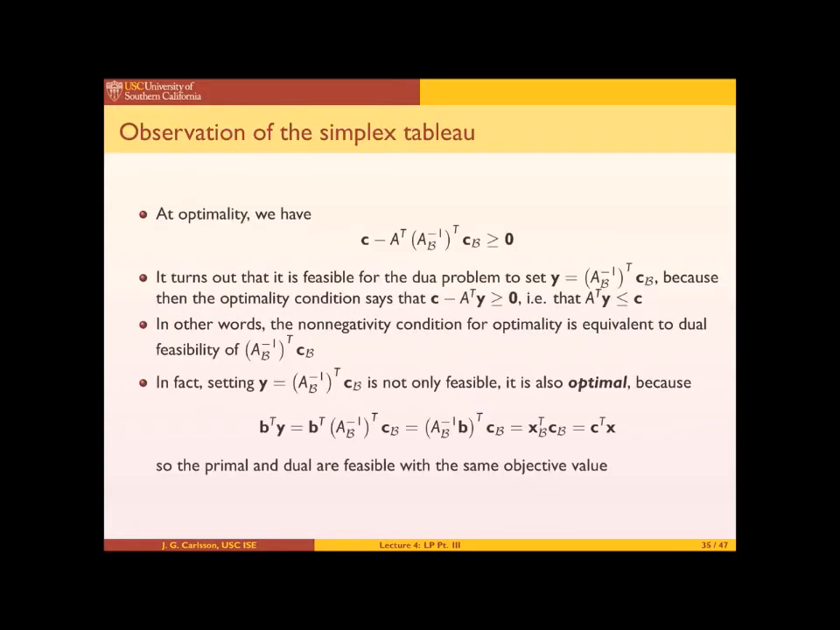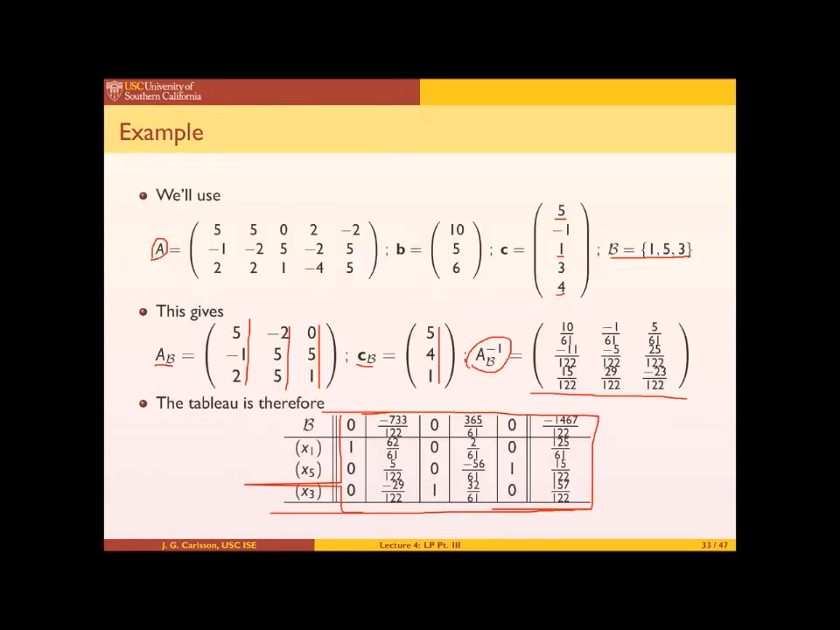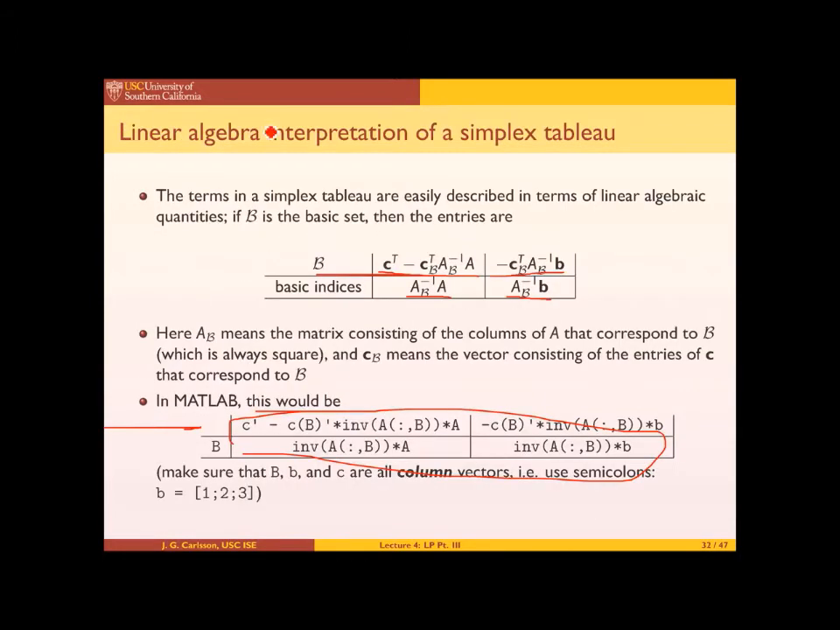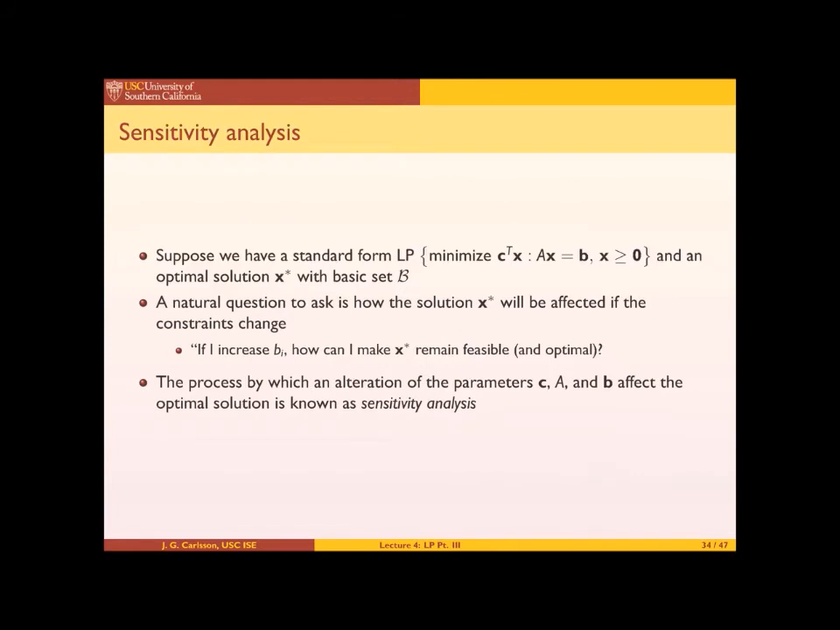So let's first make an observation about the simplex tableau, which is kind of neat. That first row, which has those terms that we want to be non-negative, looks like this. Okay, c transpose minus c_B transpose A_B inverse A. Okay, and here's a thing that is true about that.